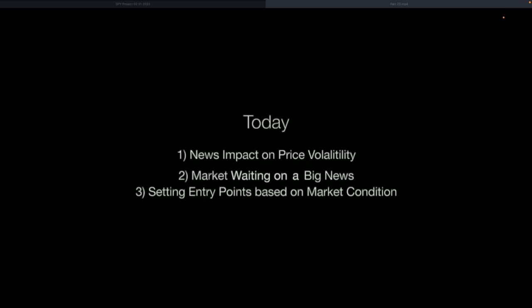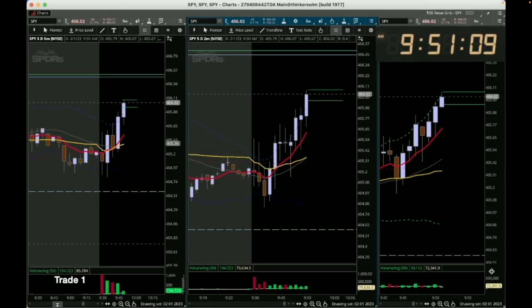Today I had one trade. Let's review that first. Here is my trade number one and the only trade I did today. I got into this trade at 9:51.09. Even though in the morning it was showing a choppy kind of market, and also a range kind of pattern, when it got to this point, I decided to enter into a trade.